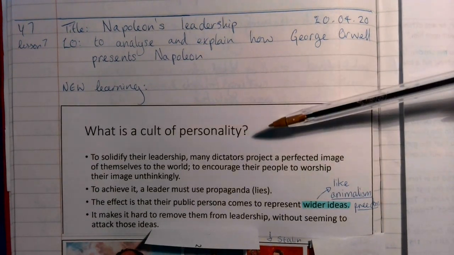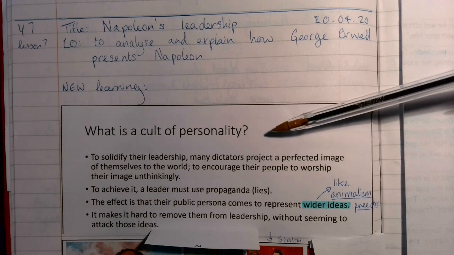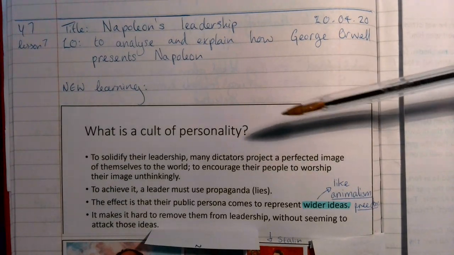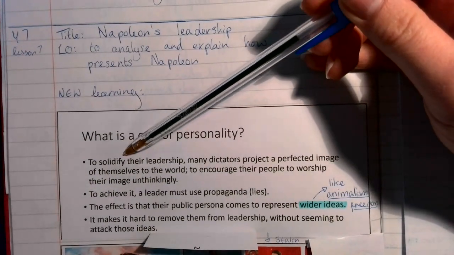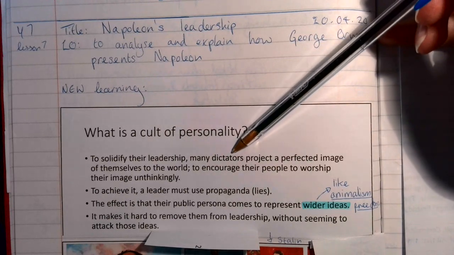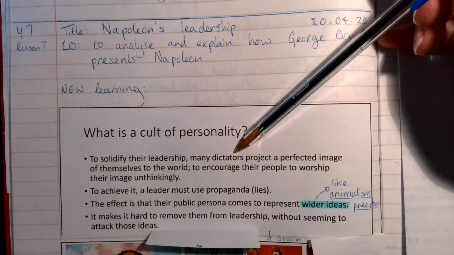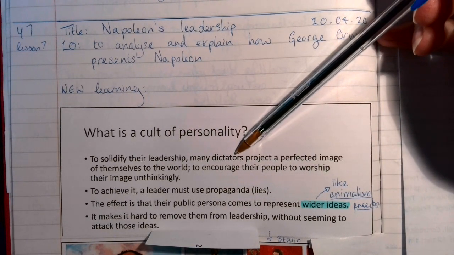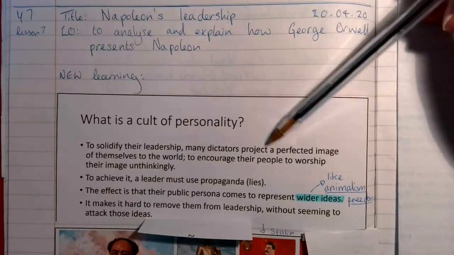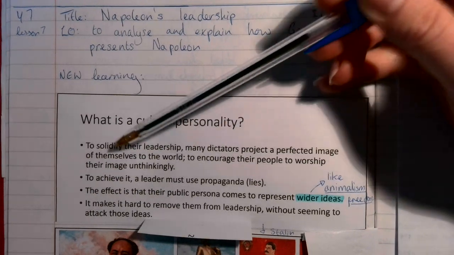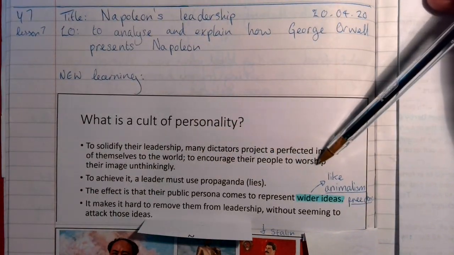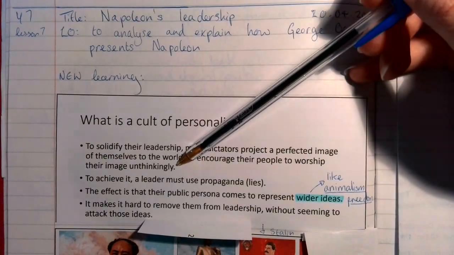So what is a cult of personality? You may have heard of those words before, but it's got quite a specific meaning. To solidify, make solid their leadership, many dictators, a dictator is someone who has total power, so they're not voted in, they take power and they keep it. Many dictators project a perfected image of themselves to the world to encourage their people to worship their image unthinkingly.